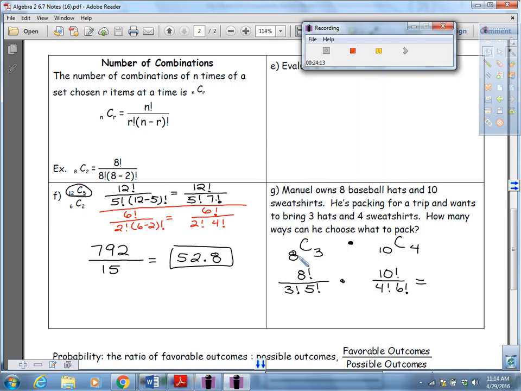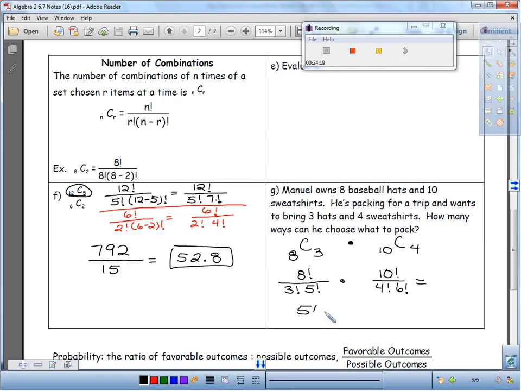Very good. Lindsay, did you get the first one? 8 choose 3, 56. Class, do we agree? Good. Reagan, what did you get for the second one? 210. Do we agree, class? Okay, we multiply the 2 together, and we should get 11,760.